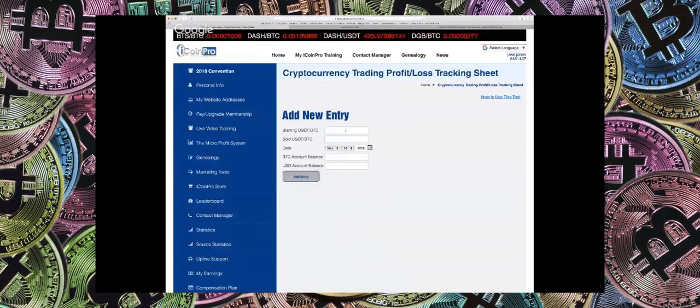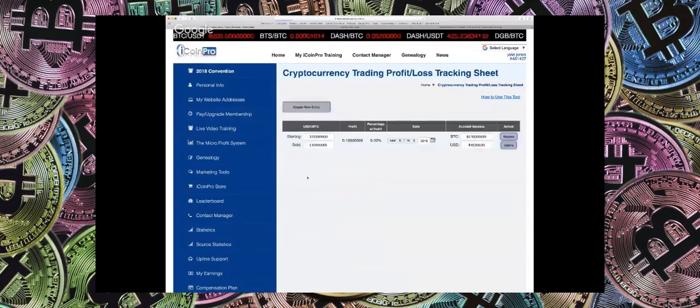Say you're starting with 2 Bitcoin, and then you did a trade and you ended up with 2.1 Bitcoin. It'll save the date. And then you can put your total balance, USDT balance, whatever that shows, probably about 16,500, I don't know, something like that. And then you can track your overall progress. It'll give you what you made on that trade, the percentage there, and everything else. And you can have a running total for your crypto portfolio.